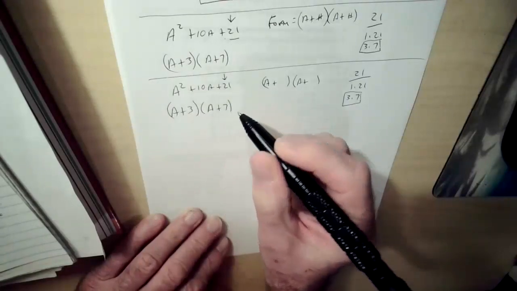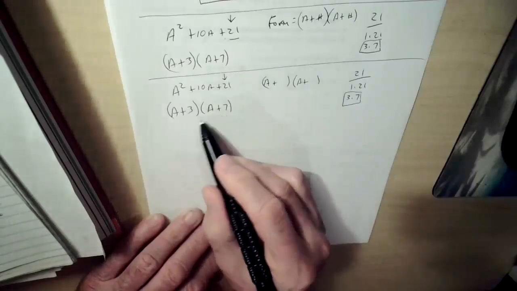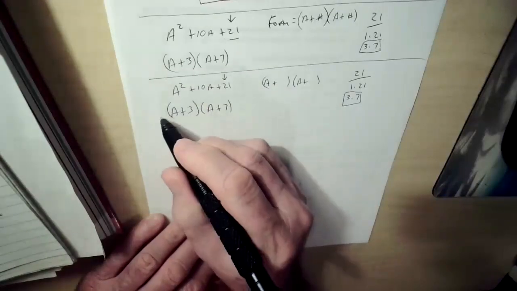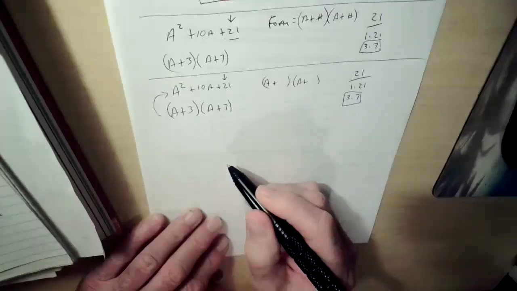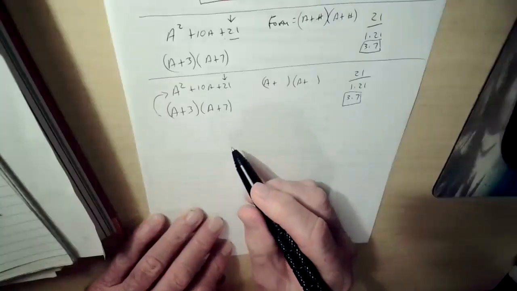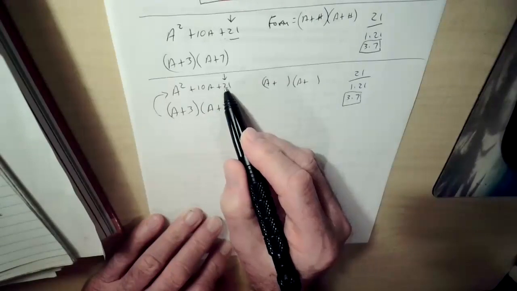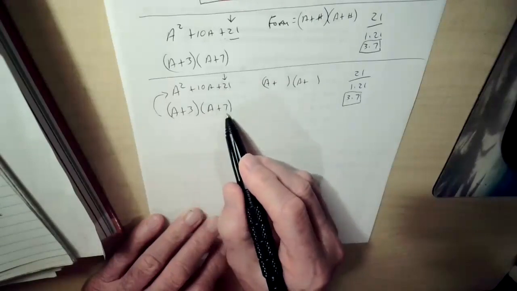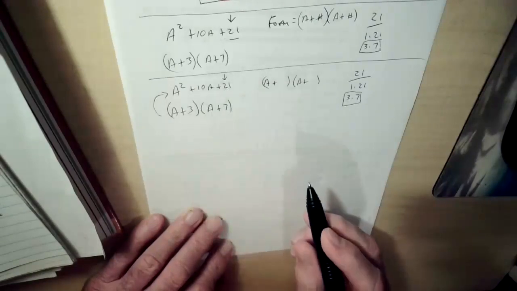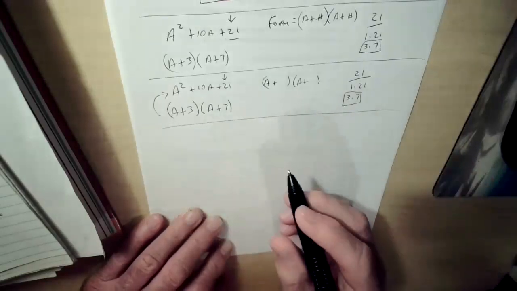a plus 7. If you did the distributive property here, you'd end up with that. Now, an easy way of checking this is 3 times 7 is 21. 3 plus 7 is 10. So we're right.